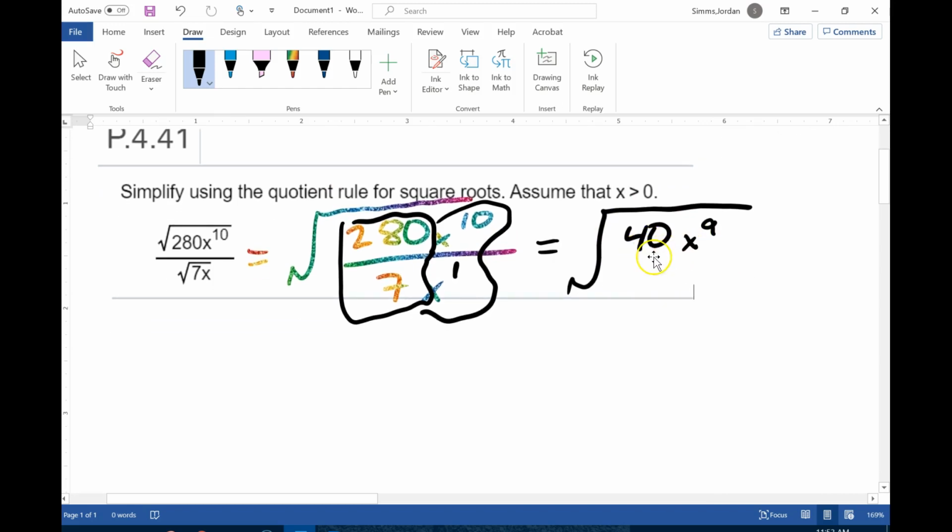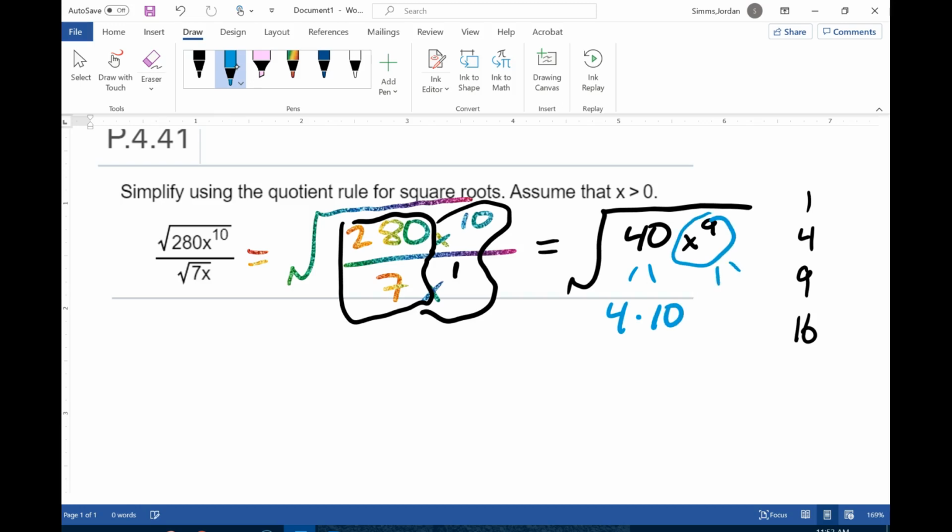What I need to do is factor out the biggest perfect square out of 40. Remember, the perfect squares are 1, 4. 1 squared is 1, 2 squared is 4, 3 squared is 9, 4 squared is 16, on and on, right? So let me change my color. Well, a perfect square, that could be 4 times 10, right? And also, the biggest perfect square with our x's, remember that whenever we're talking variables, x squared is a perfect square, x to the power of 4, x to the power of 6, any even exponent is going to be a perfect square as well.